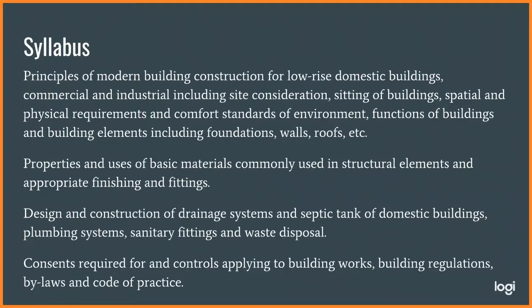principle of modern building construction for low-rise domestic building, commercial and industrial building, including site considerations, siting of building, spatial and physical requirements and comfort standard of environment, functions of building and building elements, including foundation, wall and roof. So this part is actually quite repeating from Part 1, because Part 1 is also about modern building construction and also related to foundation, wall, roof.